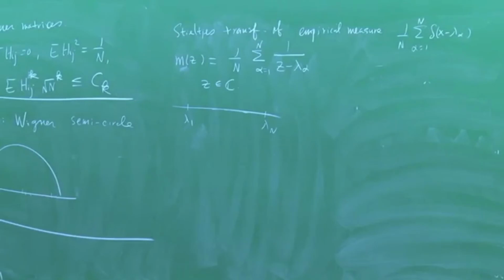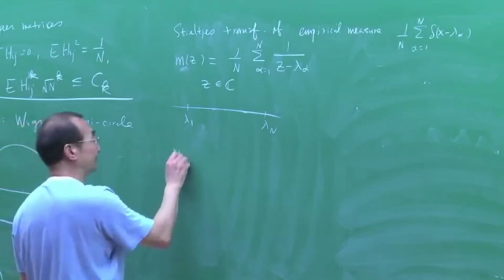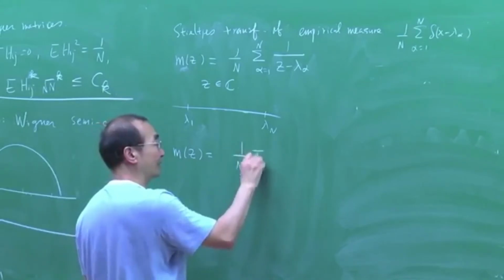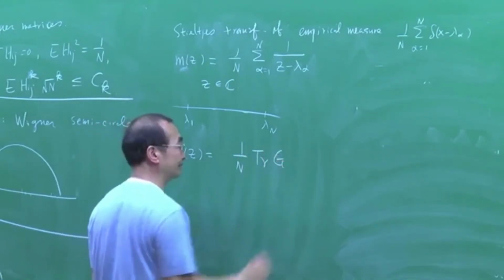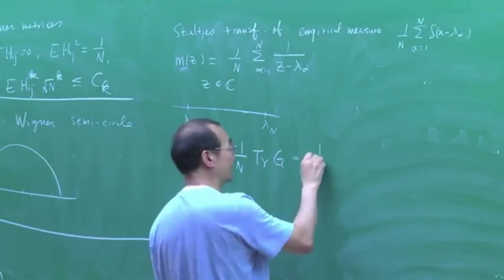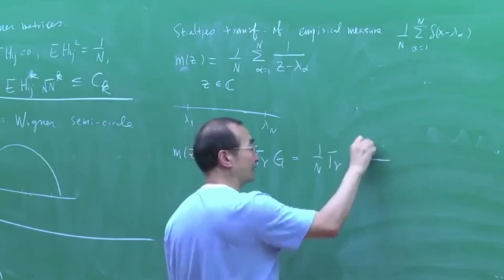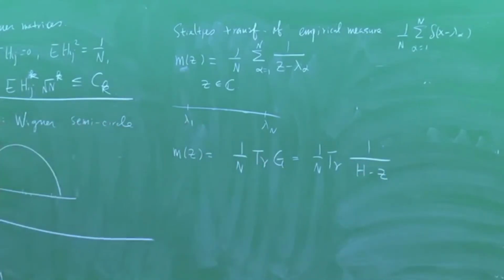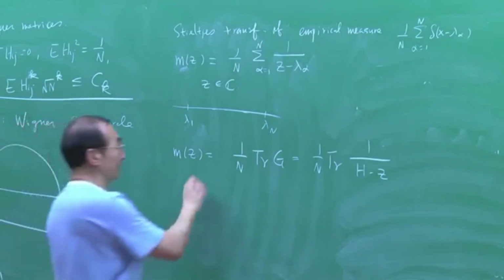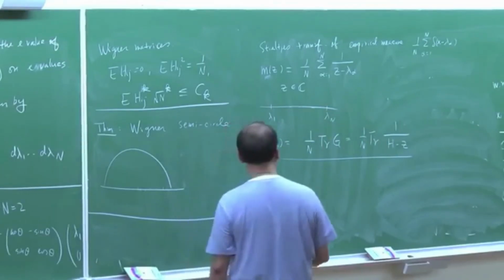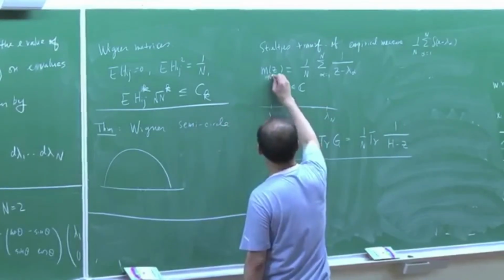Now, the Stieltjes transform can also be written as 1 over n trace of the Green function. And the Green function is 1 over (H minus z). This is called a Green function. So what we know is this m_n(z).